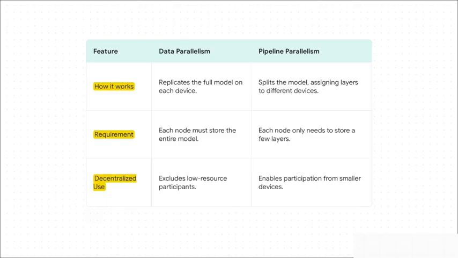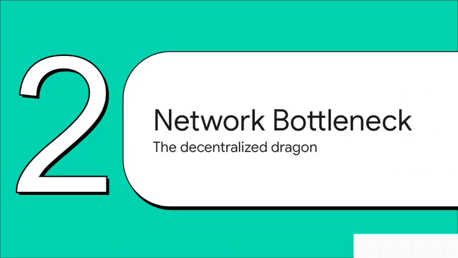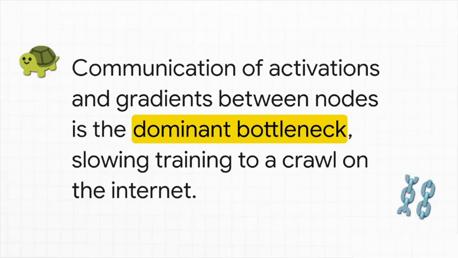We have to use what's called pipeline parallelism, where we split the model up so each person only has to handle a little piece of it. But of course, pipeline parallelism has its own gigantic problem. When you split a model across the internet, all those little pieces have to constantly talk to each other. And they're passing massive amounts of data back and forth over connections that are thousands of times slower than what you'd find in a professional data center. And this is the dragon we need to slay.